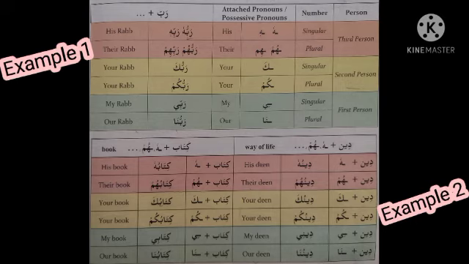And the next example is Deen. What's the meaning of Deen? The way of life. And there is another meaning of Deen which we have learned in the previous lesson. That was the Day of Judgment. Or you can say the judgment only. So example will be Deenuhu, his Deen. Deenuhum, their Deen. Deenuka, your Deen. Deenukum, your Deen. Deeni, my Deen or my way of life. Or you can say Deenuna, our Deen. This is the second example for the attached pronouns.